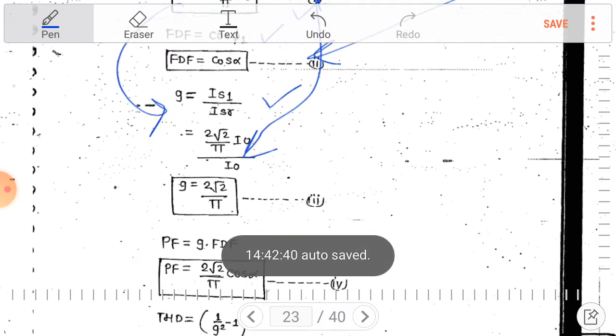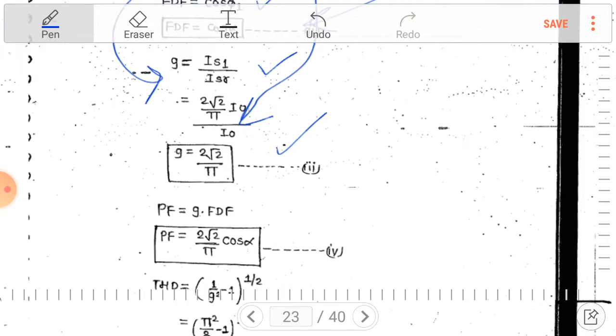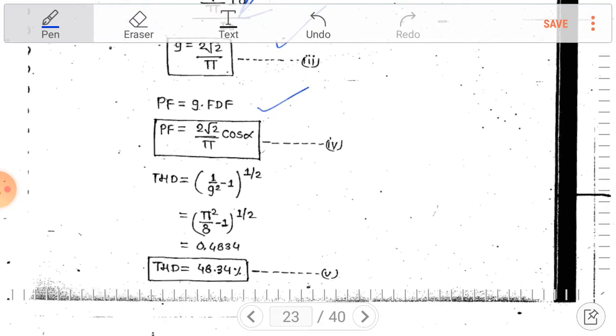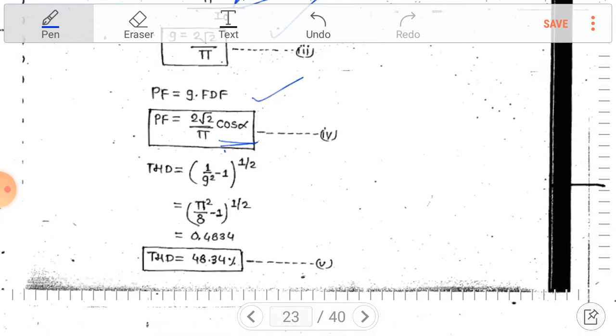G equal to 2 root 2 by pi we obtained, and putting this value in power factor, PF equals G into FDF. So it is 2 root 2 by pi into cos alpha. FDF is the fundamental distortion factor. Putting the value of G, you can get the total harmonic distortion. G is 2 root 2 by pi, so the total harmonic distortion is obtained as 48.34.